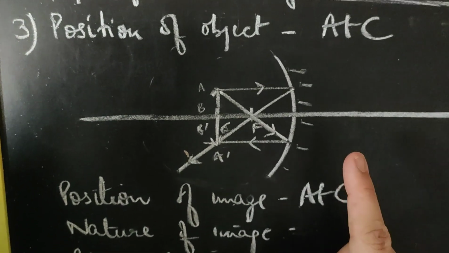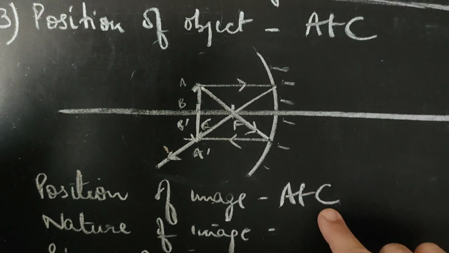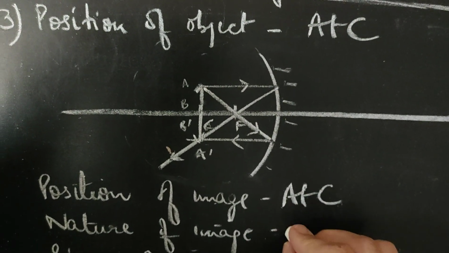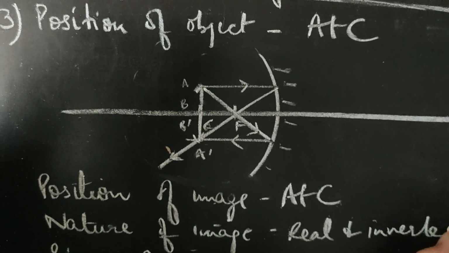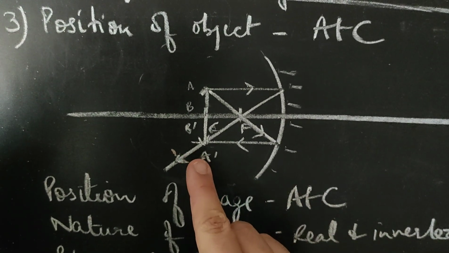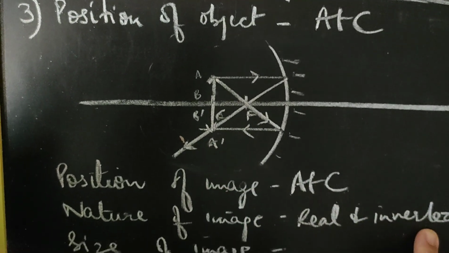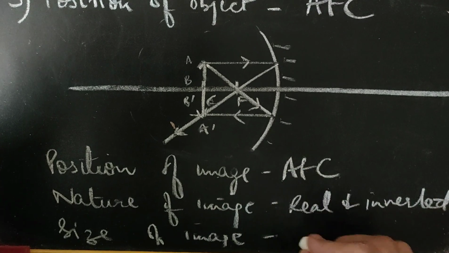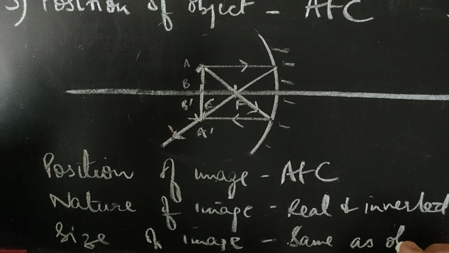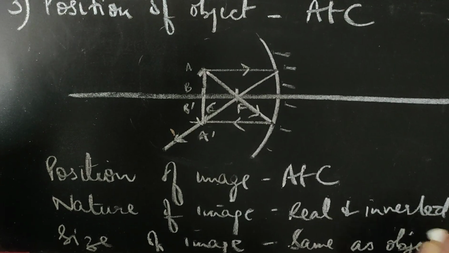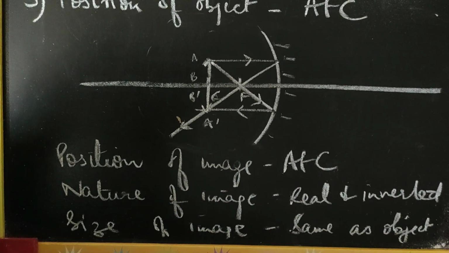This is a very important ray diagram, very frequently asked. Object is at C, image is also at C. It is real and inverted. The light rays have actually intersected, so it is a real image. And real images are always inverted, as I said. And size of the image is same as object. So that is the reason why it's an important ray diagram. Position and size of the image is same as that of the object.